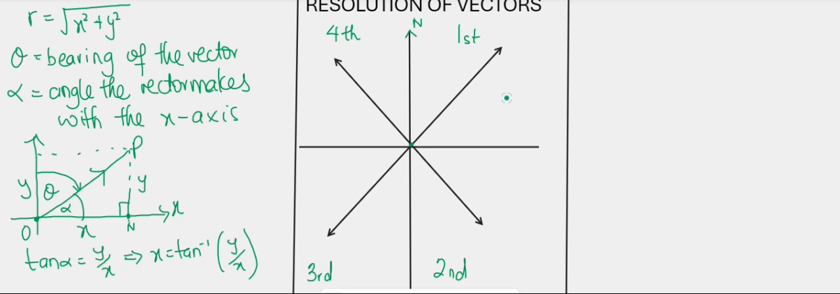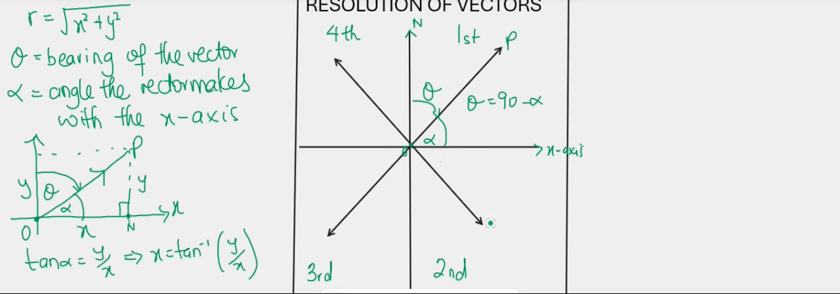For our first quadrant, we have a vector OP. This is O. We have a vector OP. Now alpha is over here because this is our x-axis, and this is going to be our theta. So as you can see, theta will be 90 minus alpha. If you take away alpha from 90 degrees, you get your theta.